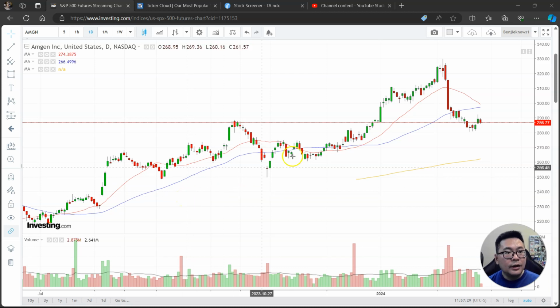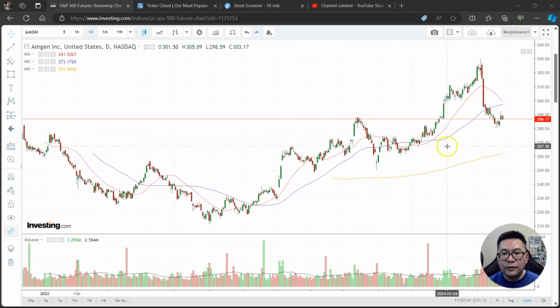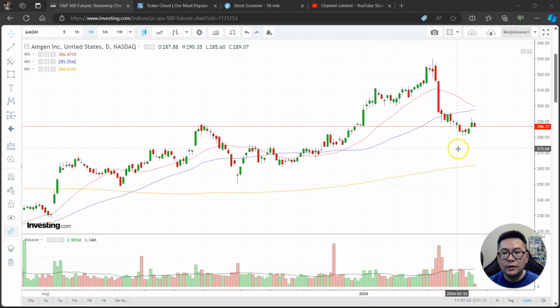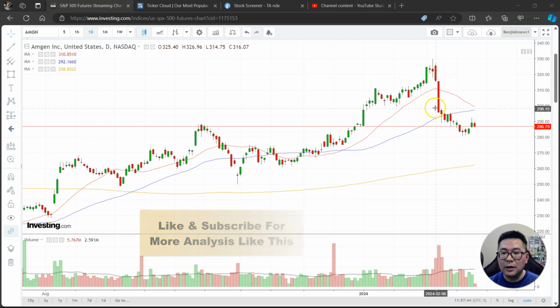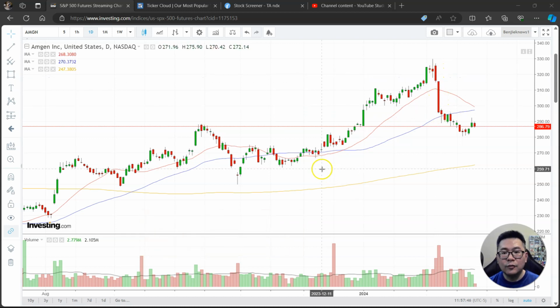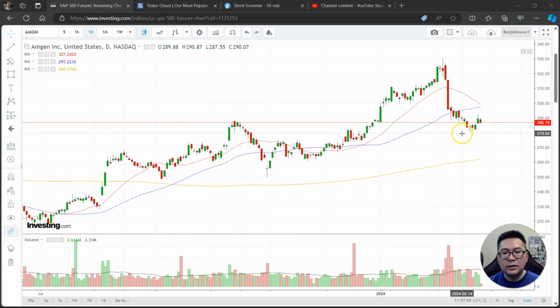Right, let's take a look at the daily chart of AMGN. So we have here the daily chart of AMGN. The stock was climbing up all the way here and doing quite well, making new highs until, wow, these two bearish bars really destroyed the movement that it made here. So right now, the stock is trading at the support area.